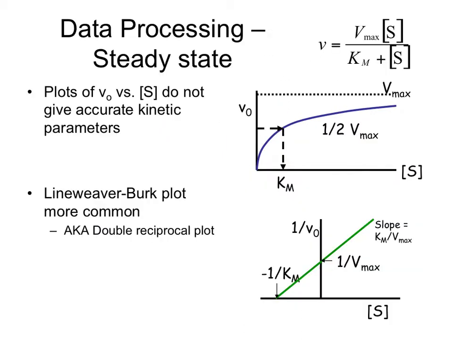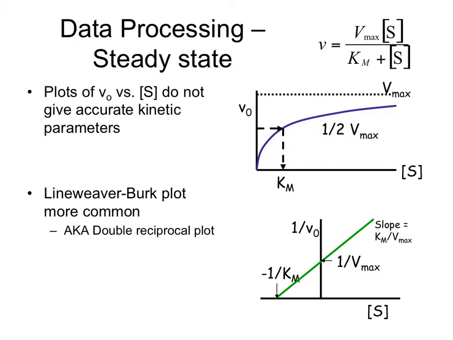So when we look at data processing, like I said, for Michaelis-Menten, you plot initial velocity as a function of substrate concentration, but it's not an accurate way to determine the kinetic parameters because you have to wait and see if there is a plateau occurring, and depending on how accurately you're measuring this Vmax, then you can obtain all the other kinetic constants.